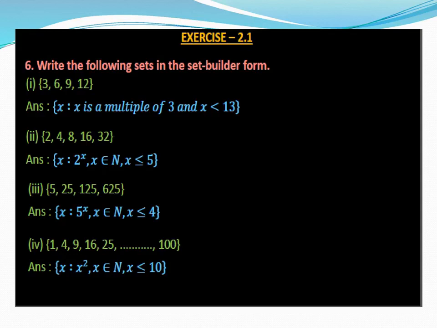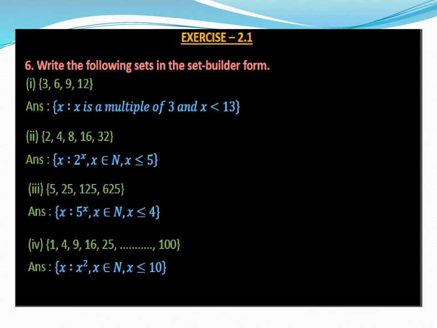So first one, the set {3, 6, 9, 12}. Here these are all multiples of 3 and less than 13, or less than or equal to 12. You can write two conditions. Suppose you can write x is an element of the given set such that x is a multiple of 3 and x is less than 13.